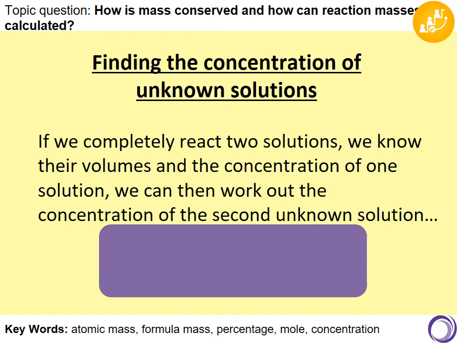Sometimes we will need to calculate an unknown concentration, and we do this by reacting 2 solutions together. We will know the volumes of both solutions, and we will know the concentration of one. We do this using titrations. You will have covered the method for titration in the C4 video, and in the C3 video we are going to look at how we calculate the concentration.